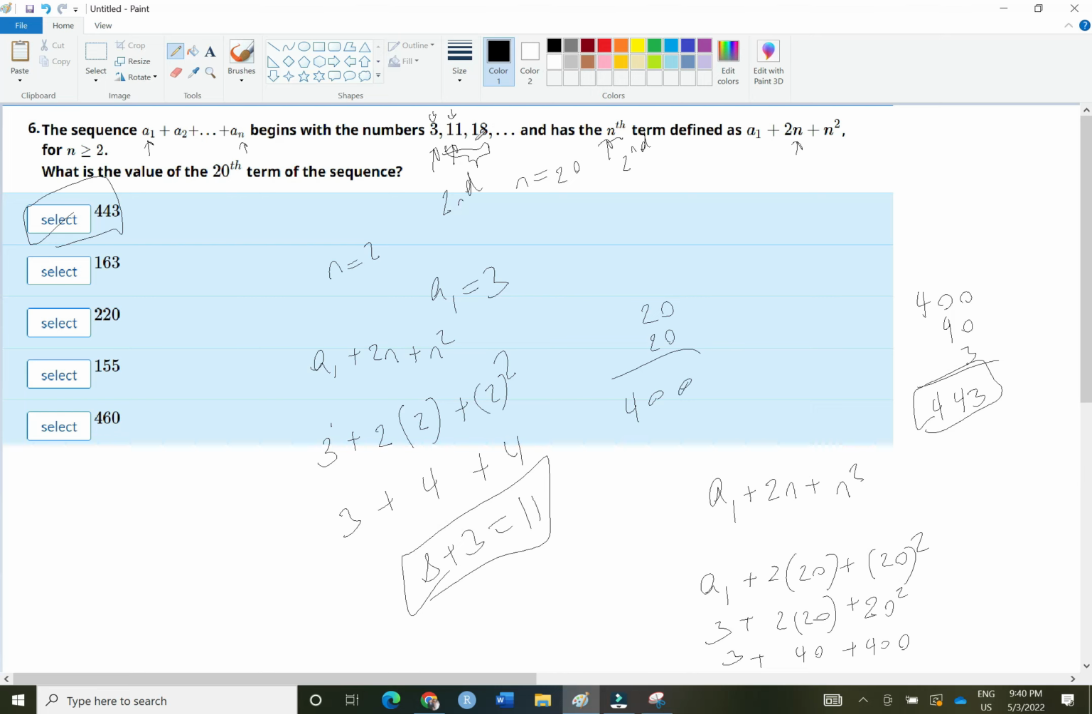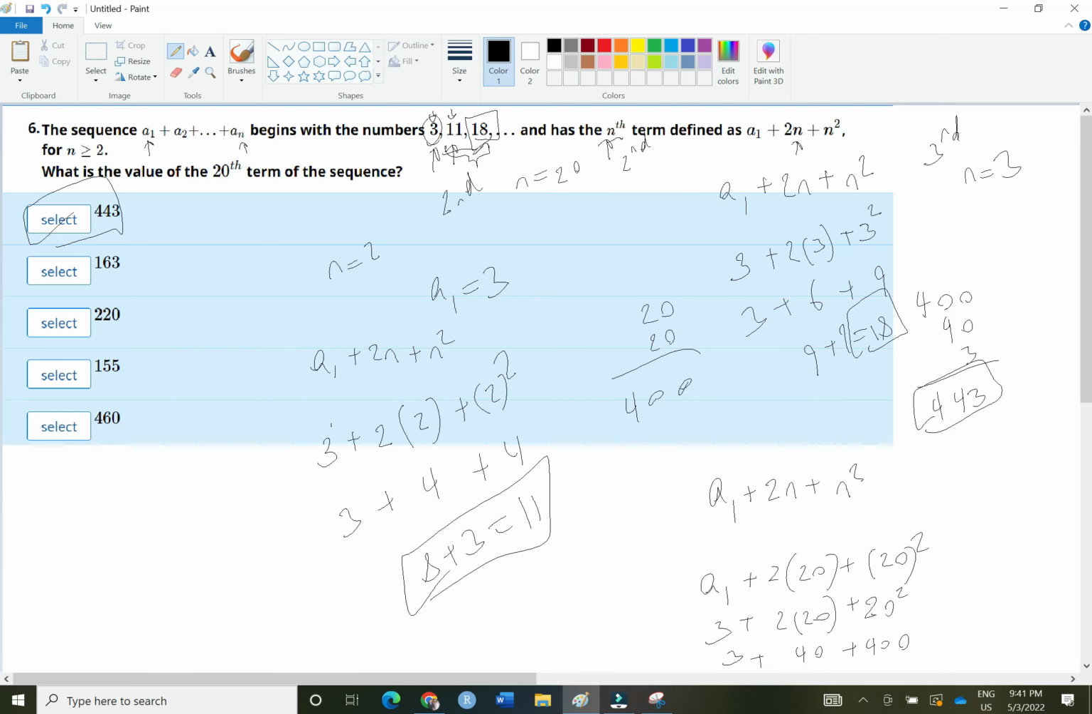So again, we could try it for this one as well, 18, right? We could do the same thing. We could have it be a sub 1 plus 2n plus n squared using this formula. For the third term, we're looking at n equal to 3. So we know that a sub 1 is equal to 3. So we've got 3 plus 2 times 3 plus 3 squared. 3 squared is 9, plus 2 times 3 is 6, plus 3 is 3, plus 6 is 9, plus 9, which is equal to 18.